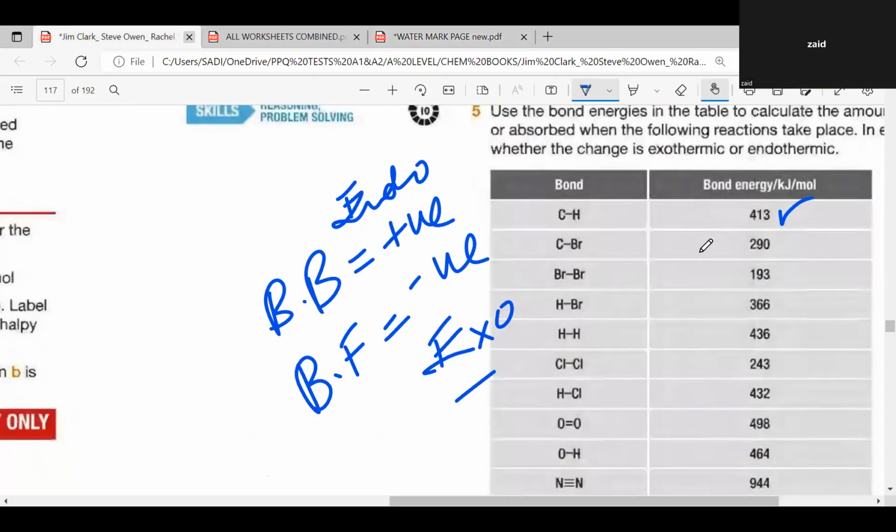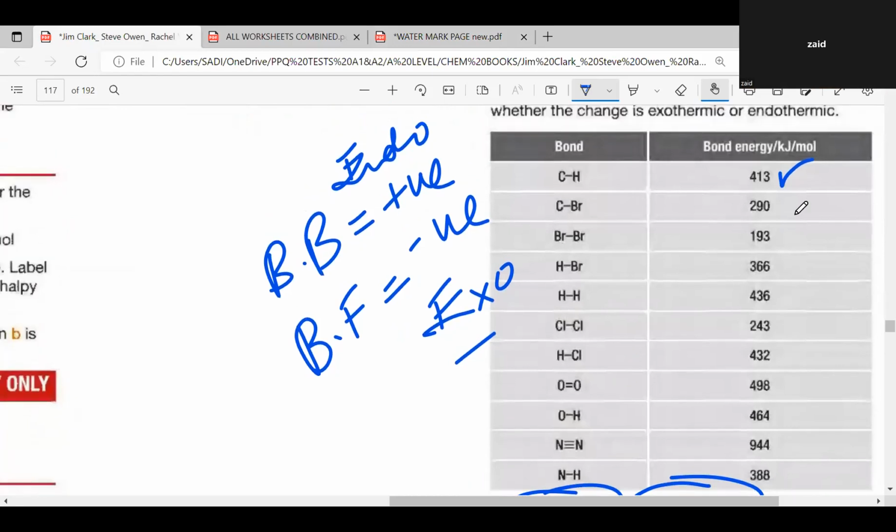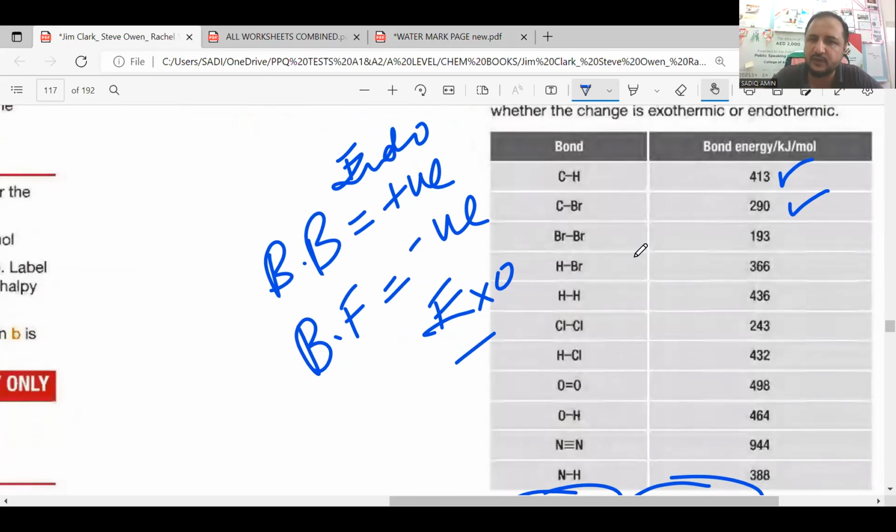Sir, will the table be given in the exam? Absolutely, it will be given in the exam. So no need to worry. In the board exams also? In the board exam and in the school exam, in both. If the table is not given to you, you can't do this question.